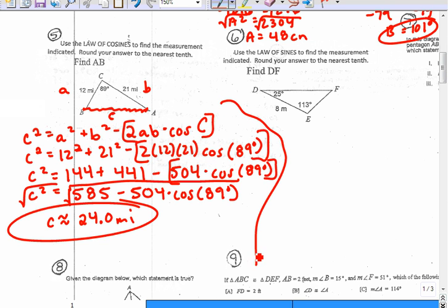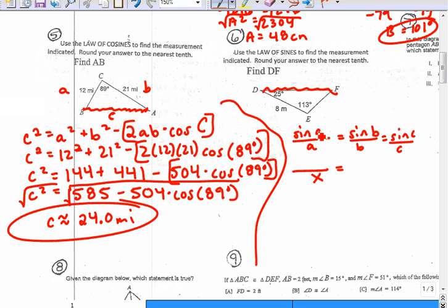All right, we're asked to use the law of sines to find the measurement indicated. So the law of sines is the sine of A over little a is equal to the sine of B over little b is equal to the sine of C over little c. In this case, we have D, E, and F. We're trying to find DF. So we'll make that X.